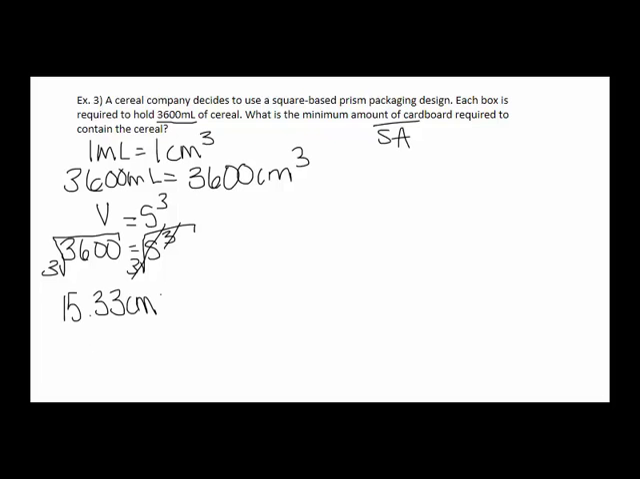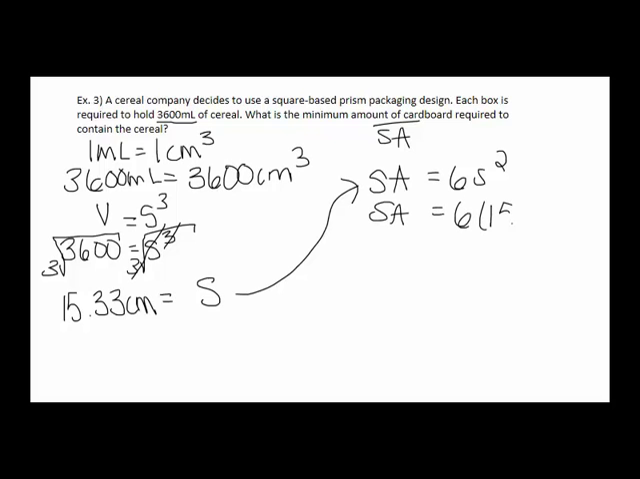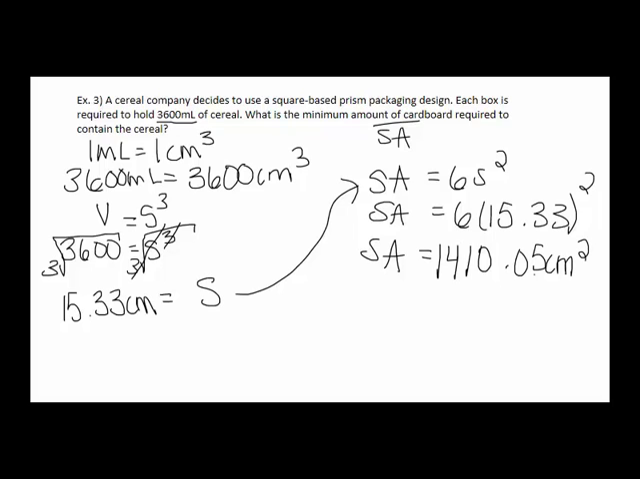Now let's take that value for s and plug it into our optimum surface area formula to get the minimum amount of cardboard. So surface area is equal to 6s squared. Let's plug in our value for s. And if we plug that into our calculator, you'll get 1,410.05 centimeters squared. Notice I'm always rounding to 2 decimal places. Therefore, the minimum amount of cardboard required to contain this cereal is 1,410.05 centimeters squared.